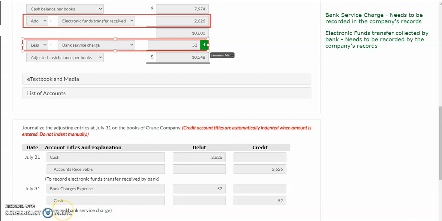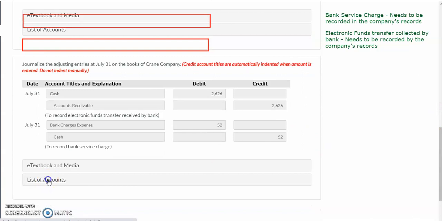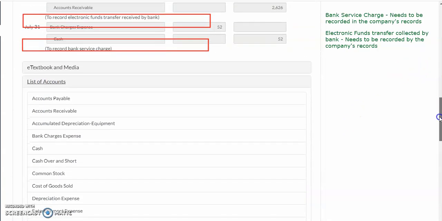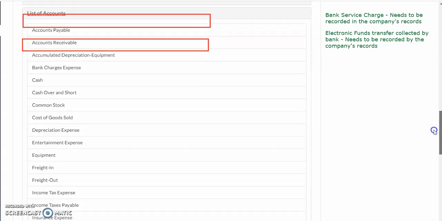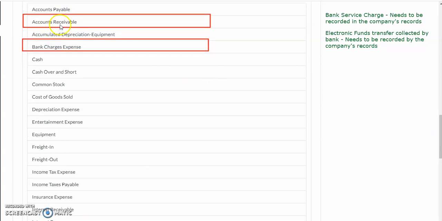You always want to look in Wiley at the list of accounts so that you can choose the appropriate account title. Each company might use slightly different titles. This might be called service charge expense or bank service charge expense or bank charges expense. There could be a variation in wording, so you always want to look at what Wiley has for that particular example, and you're going to have a credit to your cash account. And right here, this is the list of accounts I'm referring to. In every Wiley problem, you always want to refer back to this list. Here you can see that this company uses accounts receivable and uses bank charges expense, because you don't see any similar account title.